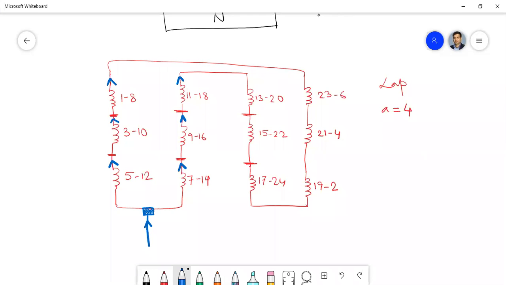Anybody? Sir, from 13 to 20 the direction will be downward. Is it so? So let us check the sheet by Orko.